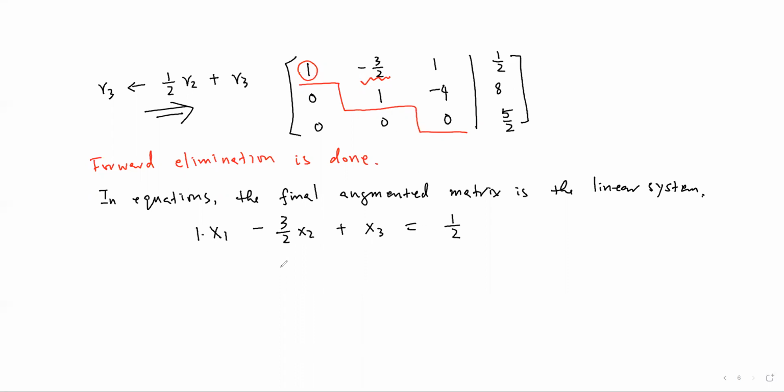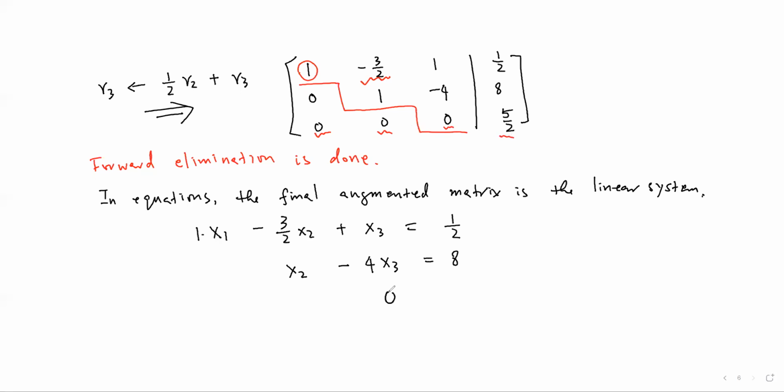Second row is the following equation. 0 times x1, 1 times x2. So x2 here minus 4 times x3 is 8. The third row is this equation. 0 times x1, 0 times x2, 0 times x3 is equal to 5/2. That is the third equation.